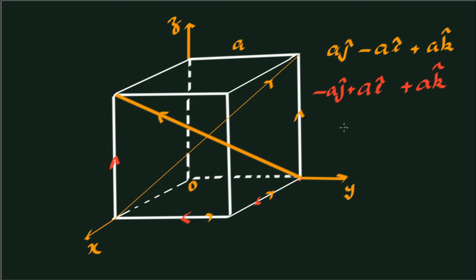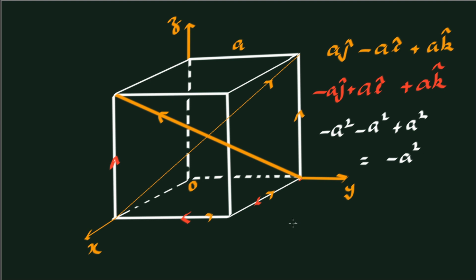So let's take the dot product of the two. When I take the dot product of the two, it's ay by, that's minus a squared, ax bx minus a squared, az bz plus a squared. So the answer is minus a squared. Again, it's negative because the angle is obtuse.